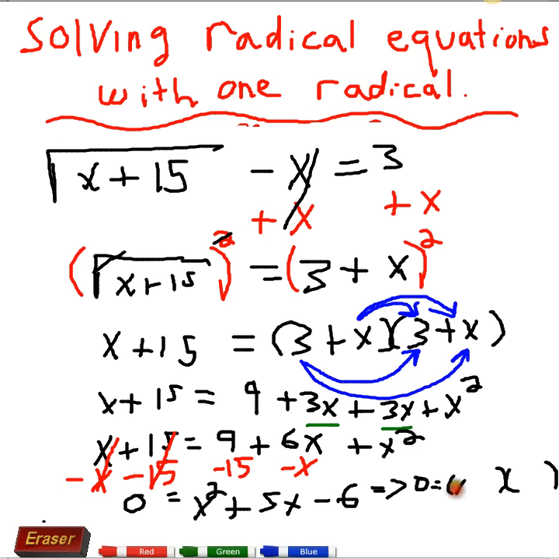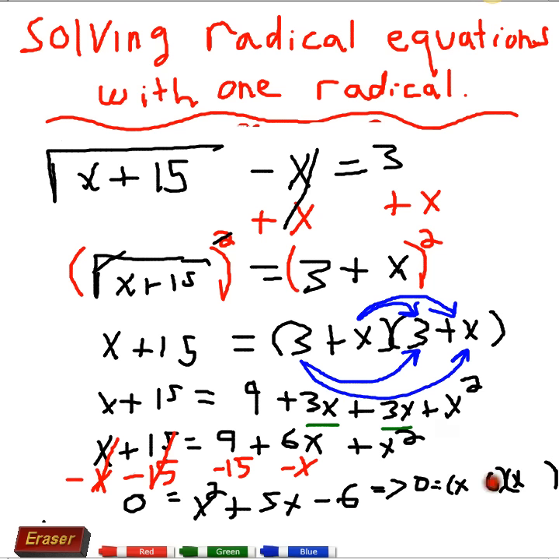Well, the first two things are going to multiply to this. So we have an x squared here, so an x times an x gives you an x squared. Now the last two things have to multiply to give you negative 6, but when you add them together, has to give you a positive 5.